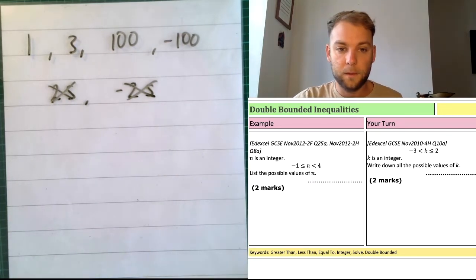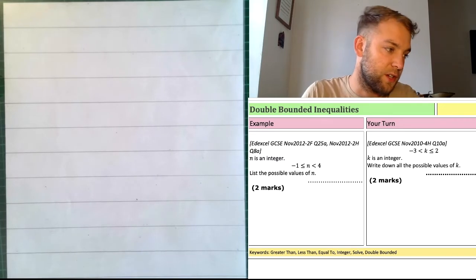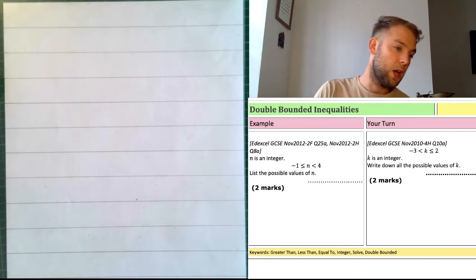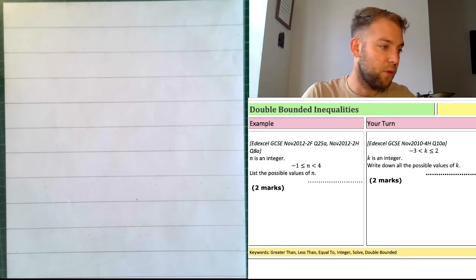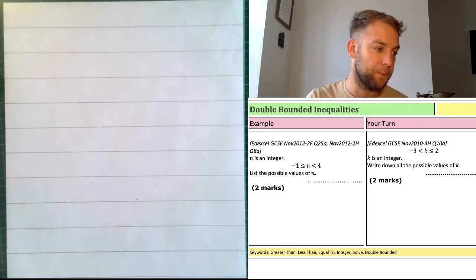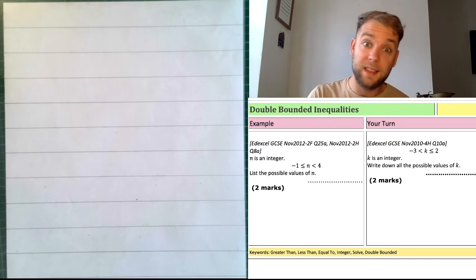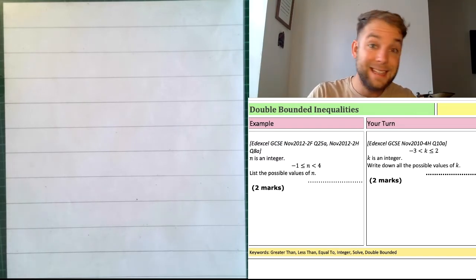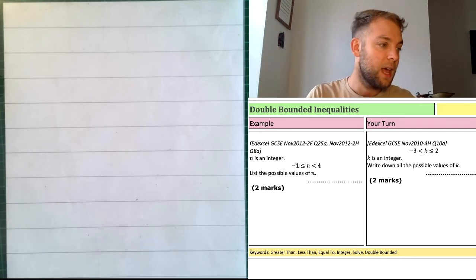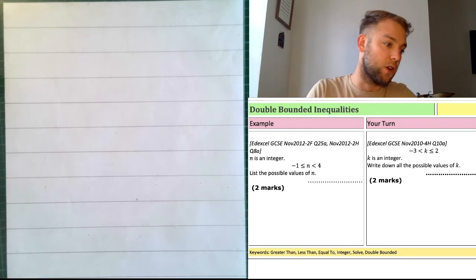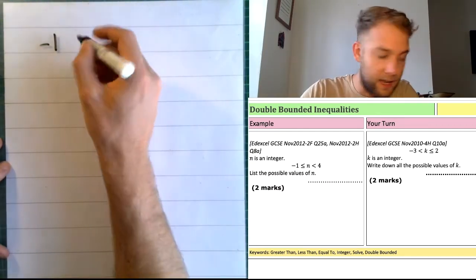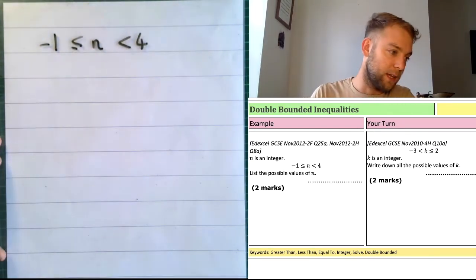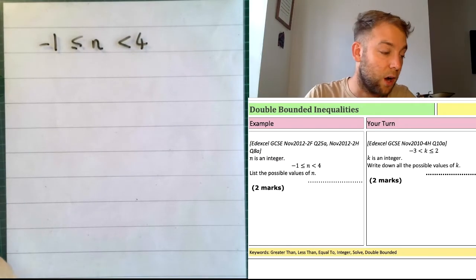So let's have a look at this first question then. If you have seen one of the earlier videos, we did do something similar to this, but we need this later on in the video, so I thought it's worth a little bit of a recap. Notice that these are both from past paper questions, so they do actually come up. n is an integer, so a whole number, and negative 1 is less than or equal to n, which is less than 4. List all the possible values of n.